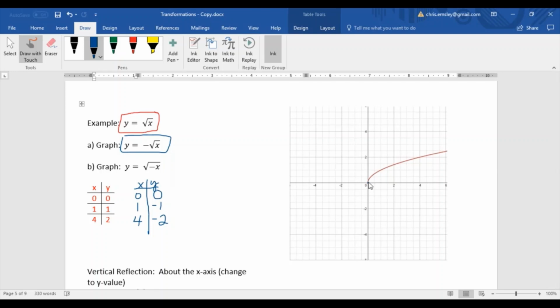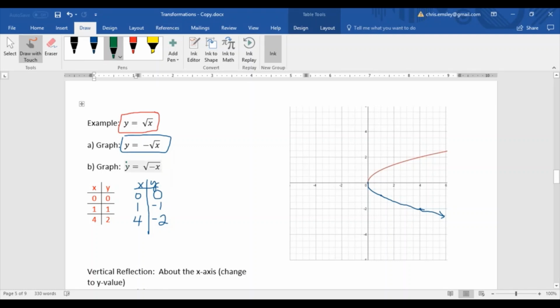We still have 0, 0, but now we have 1, negative 1. And then we have 4, negative 2. And since I know what a square root function looks like, I can connect those with a nice smooth curve. And I can see what that negative sign did is it just made a reflection of our parent function. So the negative sign reflected it. It was a vertical change, a vertical reflection, which means it reflected over the x-axis.